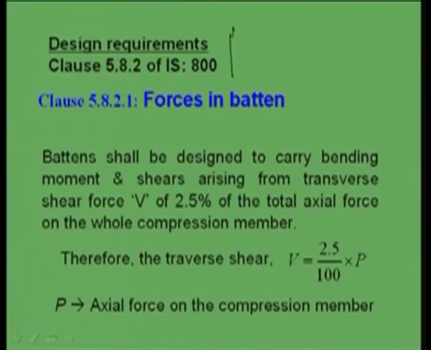Next are the design requirements, which are given in clause 5.8.2 of IS 800/1984. In clause 5.8.2.1, the details about the forces coming into the batten have been described. What forces will come into the batten has been told, and according to that we have to check whether that much force exerted on the batten can be taken by the batten or not. The force coming to the batten from the axial compression member, whether it is able to be carried by the battening plate or not, that we have to check.